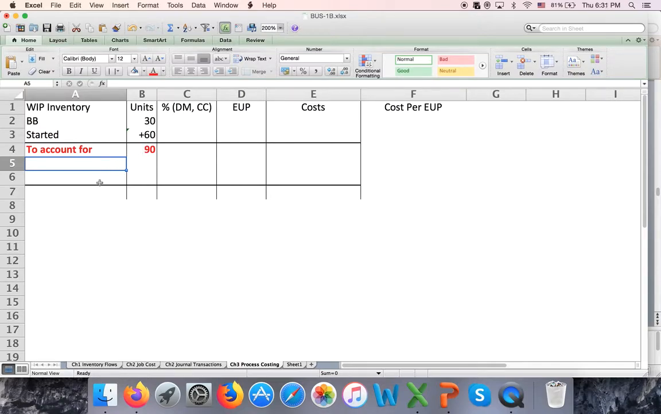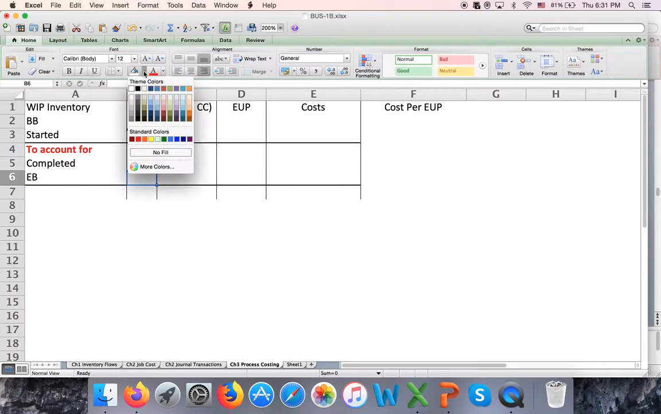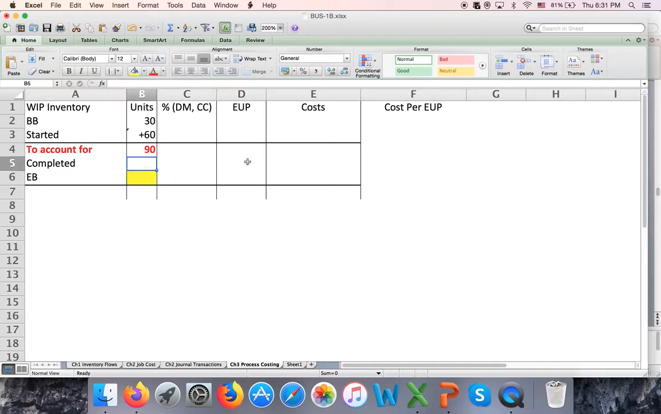So on the other hand, at the end of the month, how many did we complete and transfer out? Completed and transferred out, meaning it went to the next WIP or to the finished goods, depending on what part of the process we're at. And then, ending balance. And guys, like ending balance, I will put in yellow because it might not be given, but it's very easy to calculate. So out of this 90, how many did we complete?